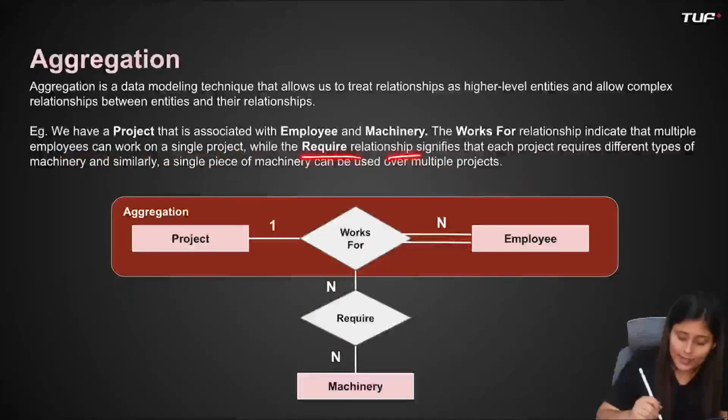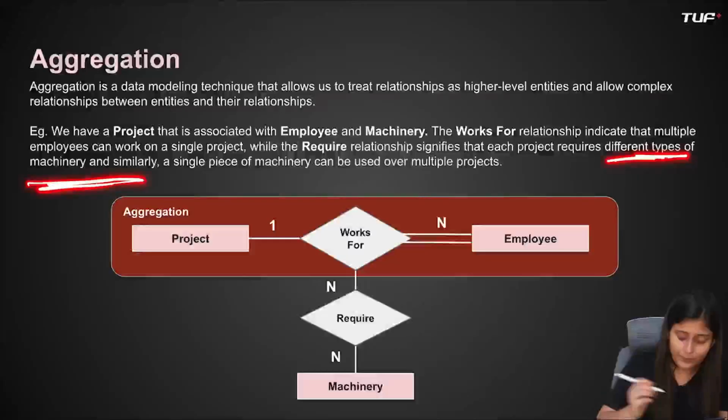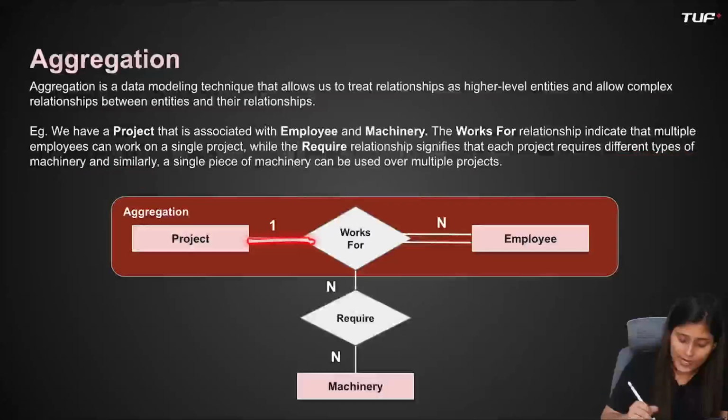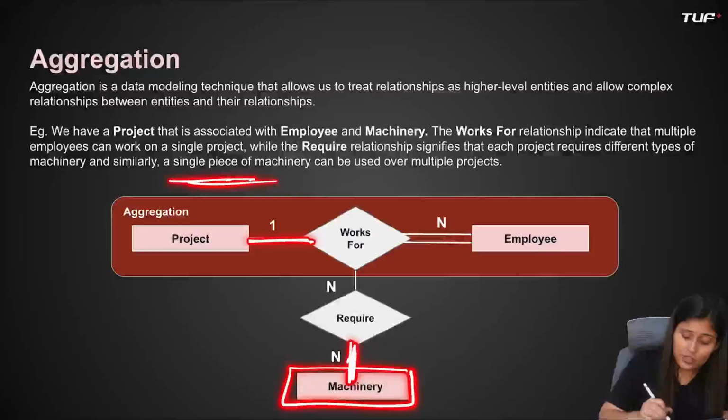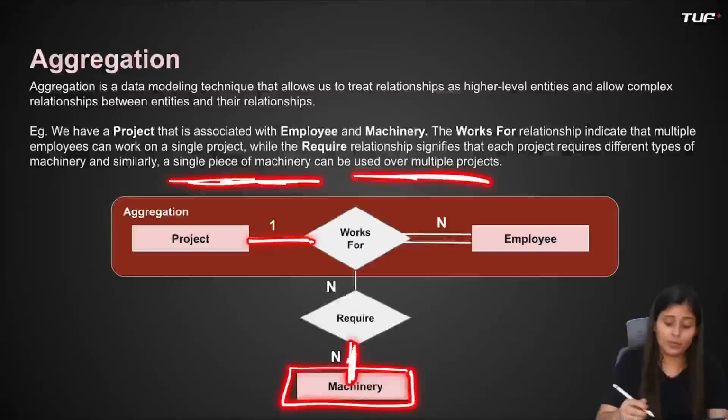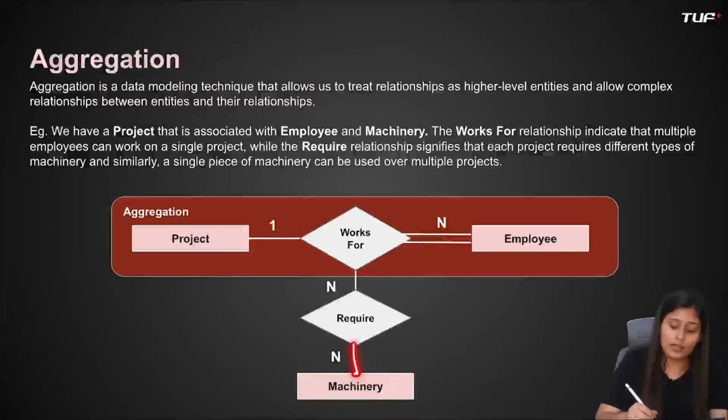While the requires relationship shows that each project requires different types of machinery. So here each project requires different types of machineries to complete. And similarly, it can be vice versa also, like a single piece of machinery can be used over multiple projects. So it can be many-to-many relationship. So this is how aggregation shows.